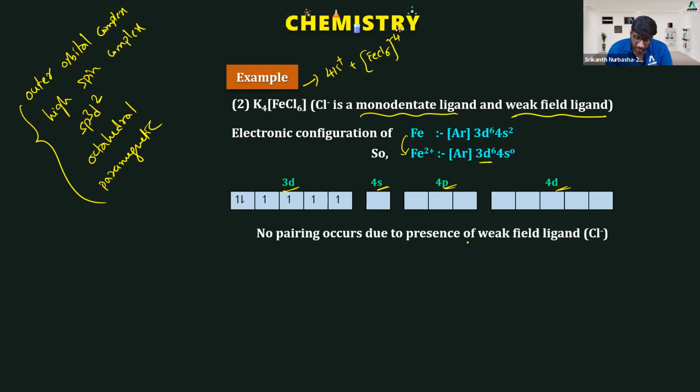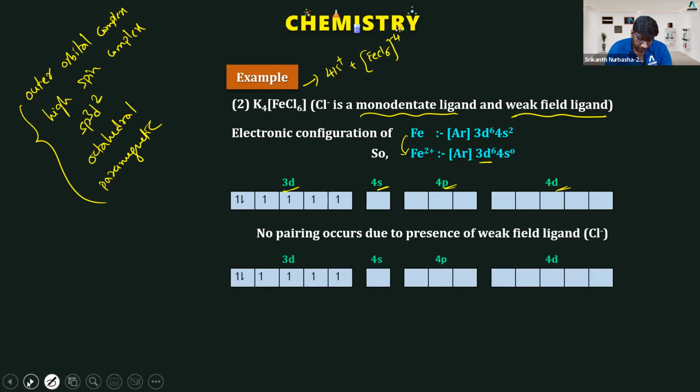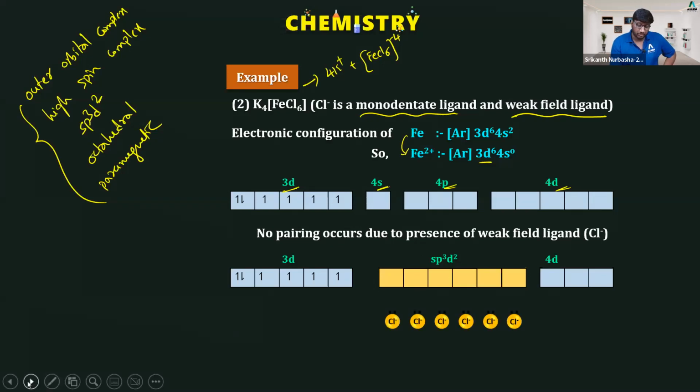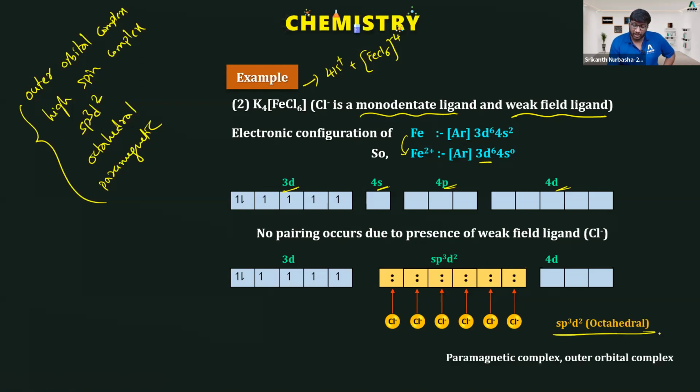No pairing occurs due to the presence of the weak field ligand, Cl minus. So only one 4s, three 4p, and two 4d atomic orbitals are involved in hybridization to form sp3d2 hybrid orbitals. How many are formed? Six sp3d2 hybrid orbitals are formed. They will be gaining electrons from the 6 chloride ions. So 6 chlorides will be donating 2 electrons to every sp3d2 hybrid orbital, leading to the formation of an octahedral, paramagnetic outer orbital complex.